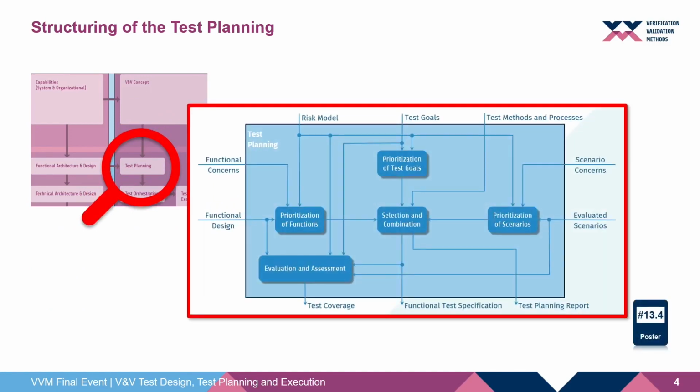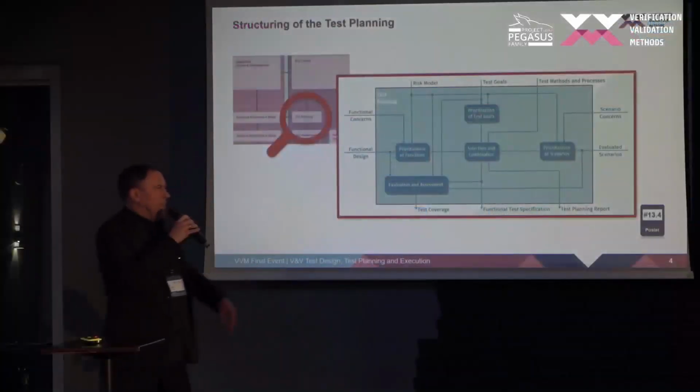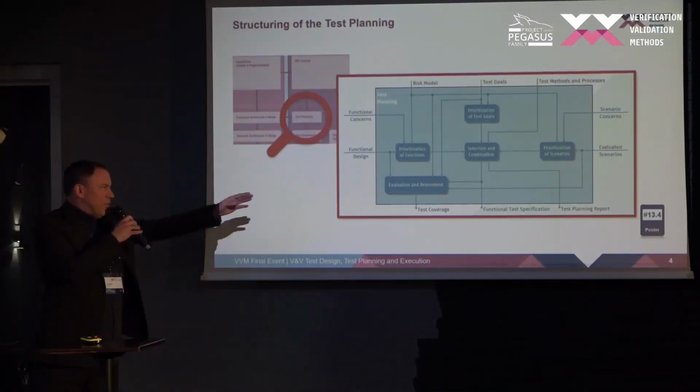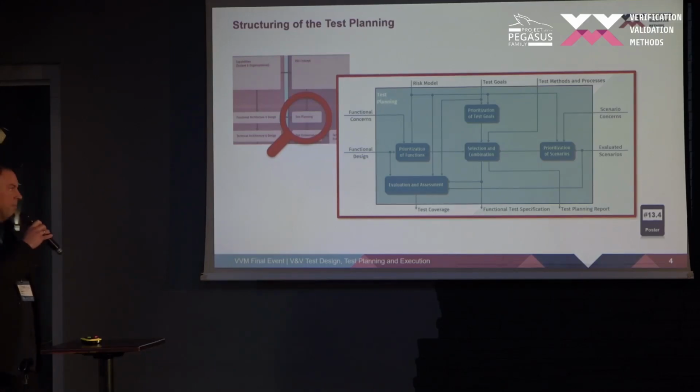Now let's have a closer look on the test planning. You see this imaginary magnification glass here, and this now zooms into the test planning. And I want to talk about now during the next slides what you actually see here. What are the different interconnections between the artifacts within the test planning? How are the interconnections? And how do they lead to the main outcome, the functional test specification?